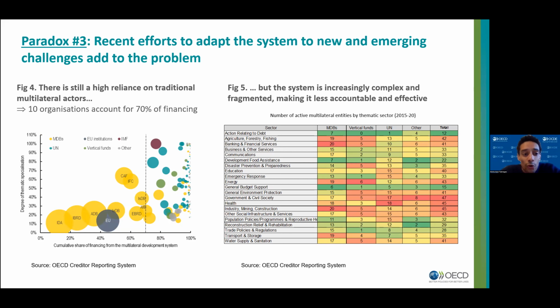So figure 4 shows that the multilateral development system remains dominated by a few vital players. So these are the 10 organizations on the left-hand side of the dotted line that account for 70% of total financing from the multilateral system. But the rest of the system on the right-hand side of the dotted line, which includes a lot of smaller and more specialized entities, is characterized by greater fragmentation.